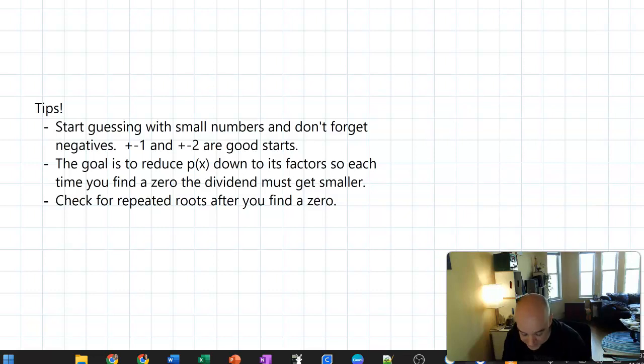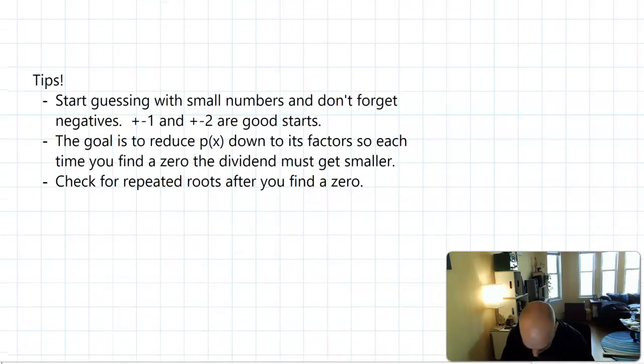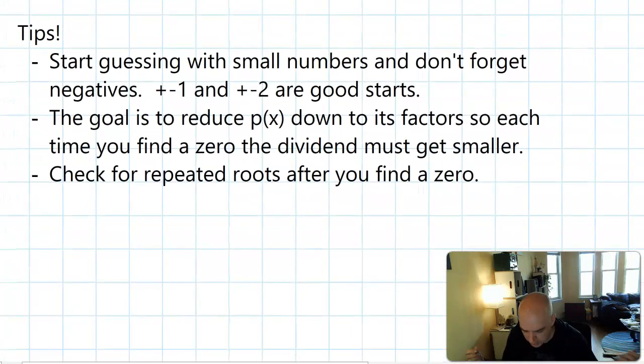So to close this video out, I just want to go through a couple tips. We'll keep it under 20 minutes. Tips for this zero guessing game. 1, you got to start guessing with small numbers. And don't forget your negatives. A lot of times people forget that -1 is the second best number to test after 1. And then positive and -2 are really good numbers to test if they are possible rational zeros.